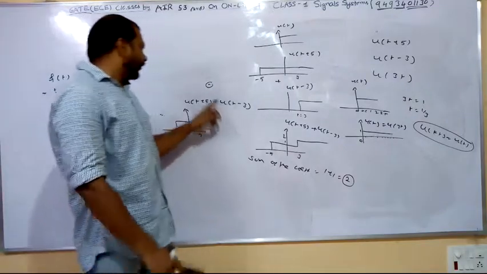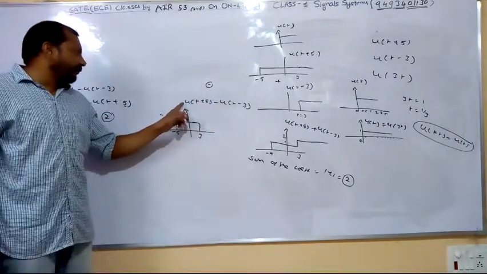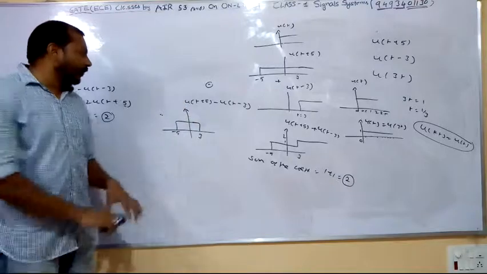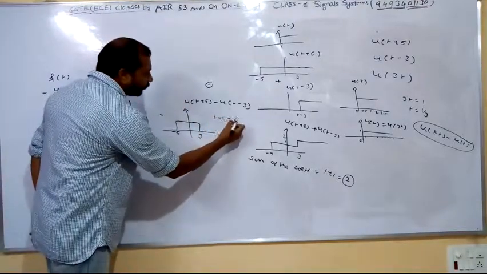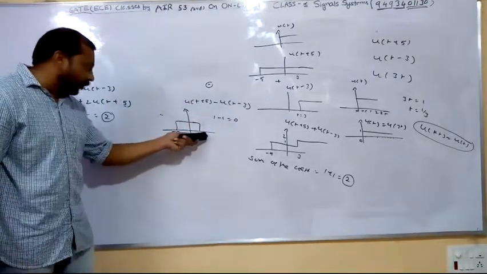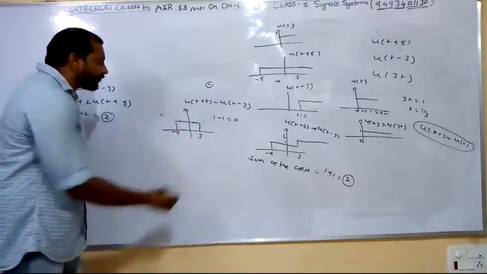Now listen, for this question, what is the final value of the signal? Sum of the coefficients is equal to 1 minus 1, which is equal to 0. So the final value of the signal is equal to 0. Final value means the value after the final instant.